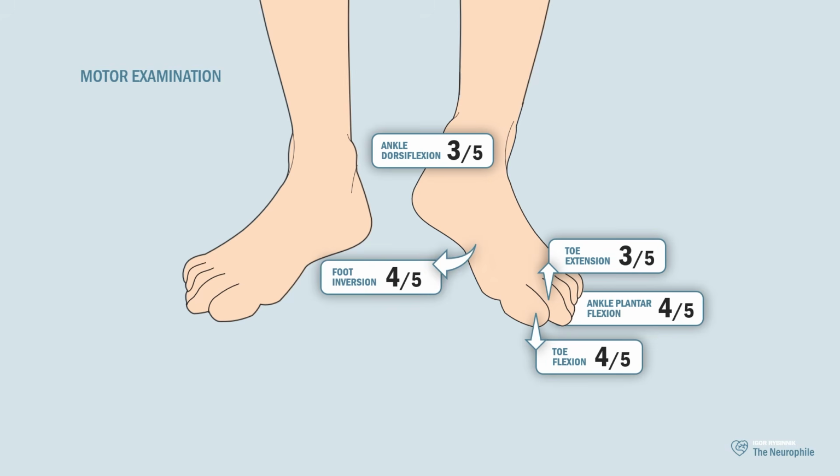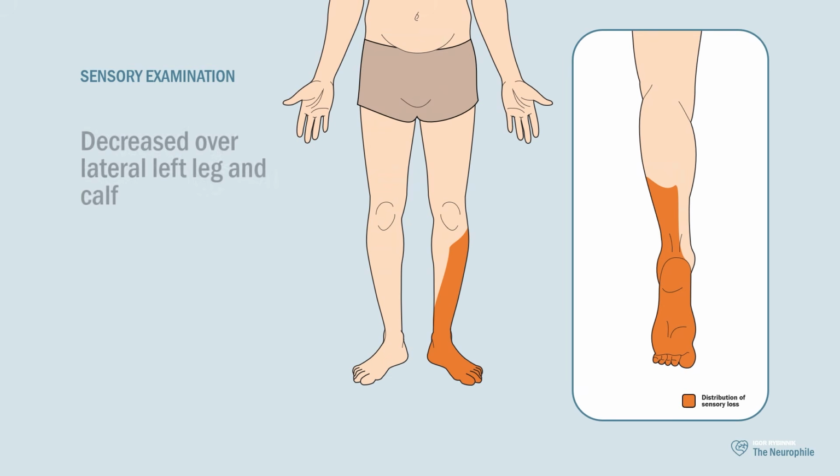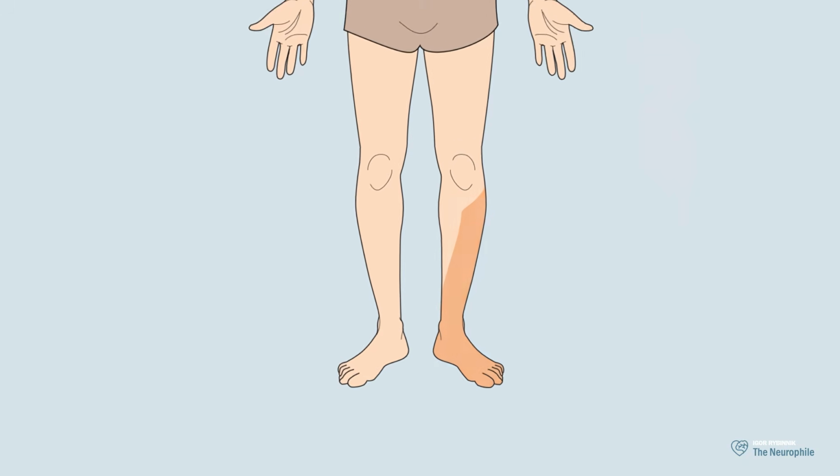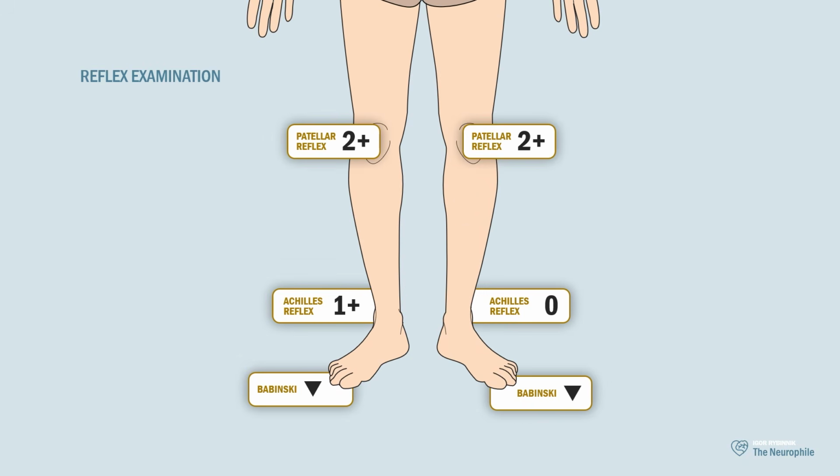Also, both foot inversion, turning the foot inward, and eversion, turning the foot outward, are weak, but eversion is clearly worse, about 2 out of 5. And there's sensory loss too. The patient has decreased sensation along the outer part of the left leg and calf, but also on the dorsum of the foot, and to a lesser extent the sole of the left foot. When it comes to reflexes, the Achilles reflex is a little diminished on the right, but completely absent on the left.